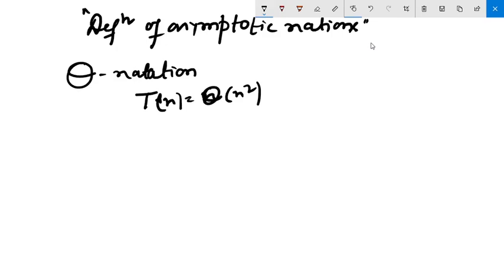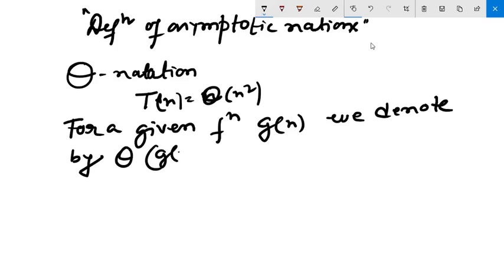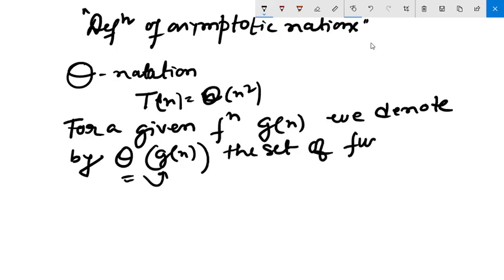Okay, so let us say for a given function gn, we denote by theta gn. So as I said, theta alone cannot do anything. Theta has to come alongside gn. Theta gn, the set of functions. So theta gn is a set of functions.